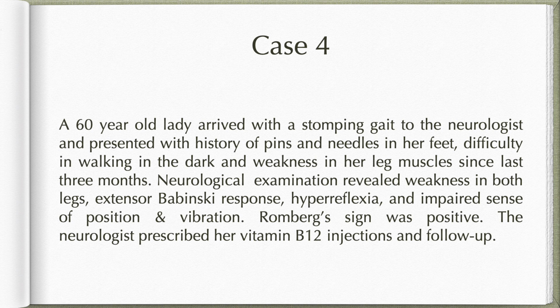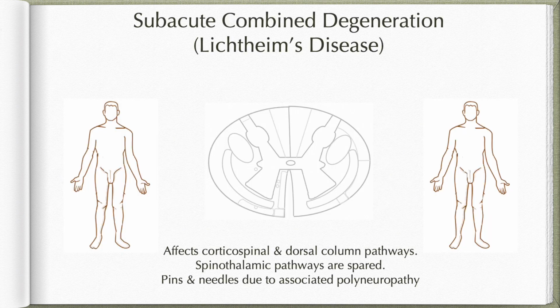So you're seeing a set of features here, that is Babinski signs being positive, hyperreflexia, and muscle weakness in both lower limbs, suggesting upper motor neuron type of lesion to the lower limbs. And there is also impaired sense of position and vibration, and Romberg sign positive, and the patient had walked in with stomping gait, suggesting dorsal column involvement. So this kind of combination of motor as well as sensory deficits is what is classically seen in subacute combined degeneration or Lichtheim disease. This is usually due to vitamin B12 deficiency.